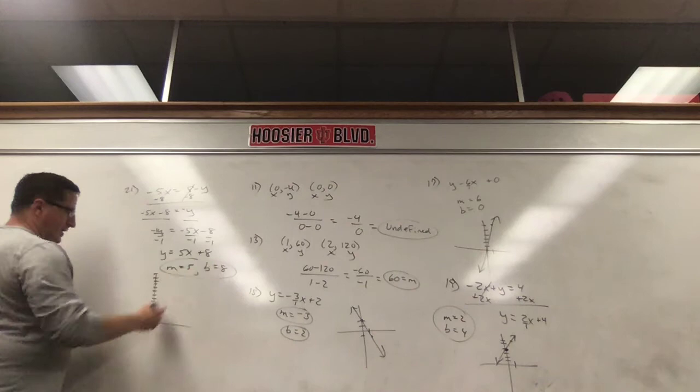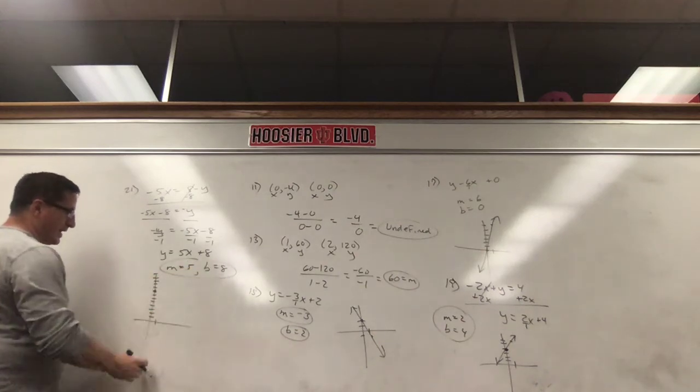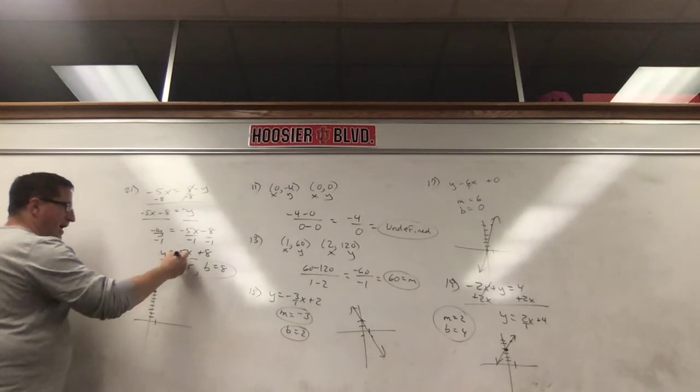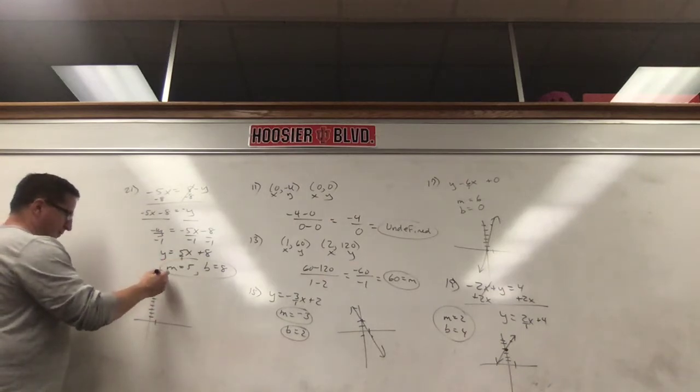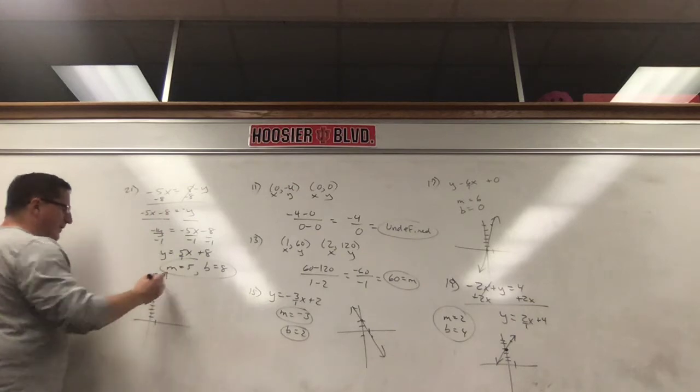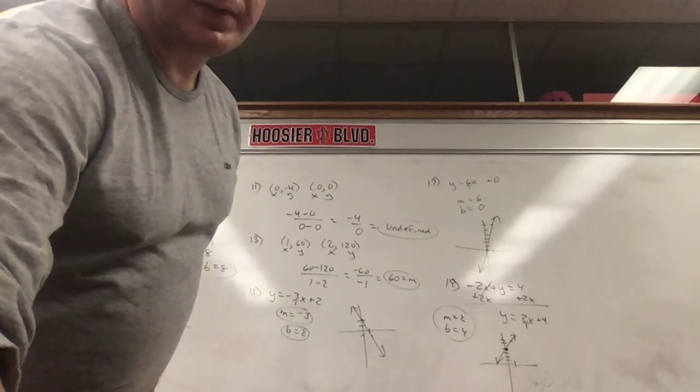We go up 8: 1, 2, 3, 4, 5, 6, 7, 8. If that would have been negative 8, we would have gone down 8. And our slope is 5 over 1. So we rise 5, run 1. Up 5, right 1. And again, they don't ask us to graph it, but you guys might need the practice at it.